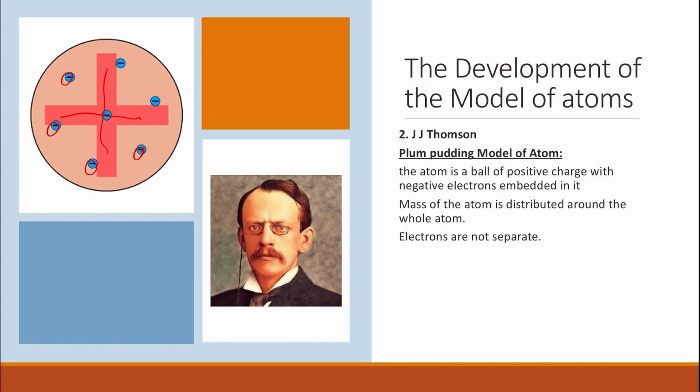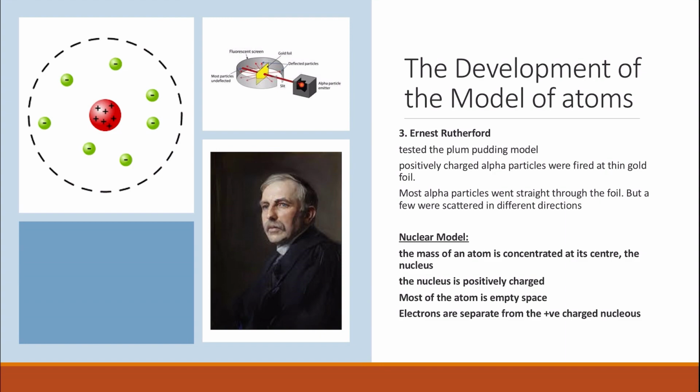So the mass of the atom is not concentrated anywhere, it's distributed all around the atom and the electrons are embedded within it. And this is different from the nuclear model of Ernest Rutherford because Ernest Rutherford, when he did his experiment, discovered that the mass of the atom is concentrated in the center of the atom, which is called the nucleus, and the nucleus is positively charged, and most of the atom is simply empty space, and the electrons are separated from the positively charged nucleus. They are not attached or embedded as the plum pudding model has described.